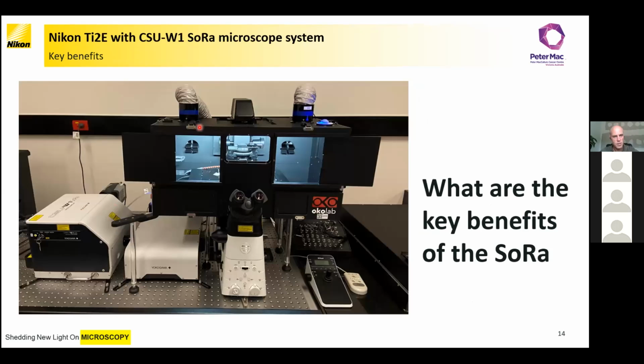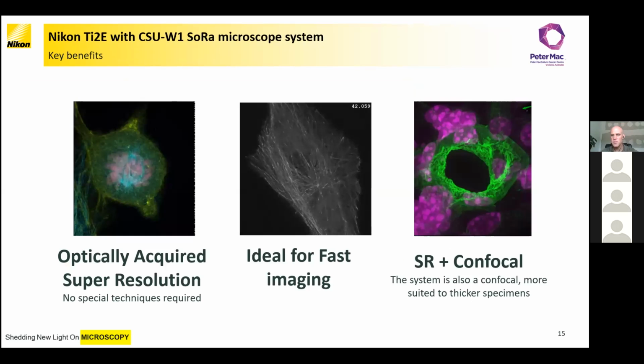So as I mentioned, this is what it looks like in real life. The SoRa part is over here on the left. After that very brief introduction to the physics of the system, what does that actually mean? Why is that useful to you in the lab? Quite simply, there are three main benefits, I guess.